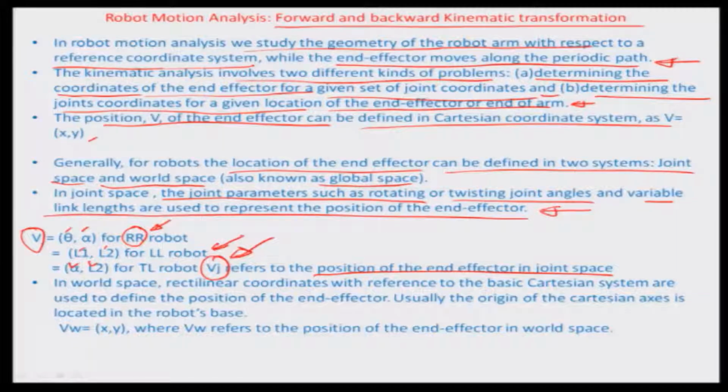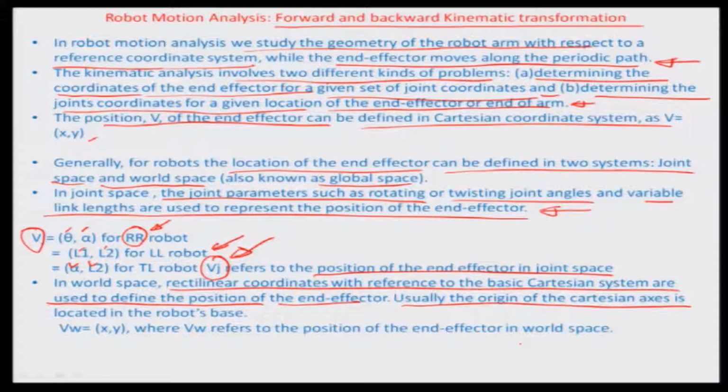In a world space, rectilinear coordinates with reference to the basic Cartesian system are used to define the position of the end effector. Usually the origin of the Cartesian axis is located at the robot's base, as I referred to before, and Vw refers to the position of the end effector in the world space. Obviously if the origin is shifted away from the base of the robot, then there is a problem. Otherwise, whatever is the readout of the end effector in the joint space is usually considered to be that in the world space as well.